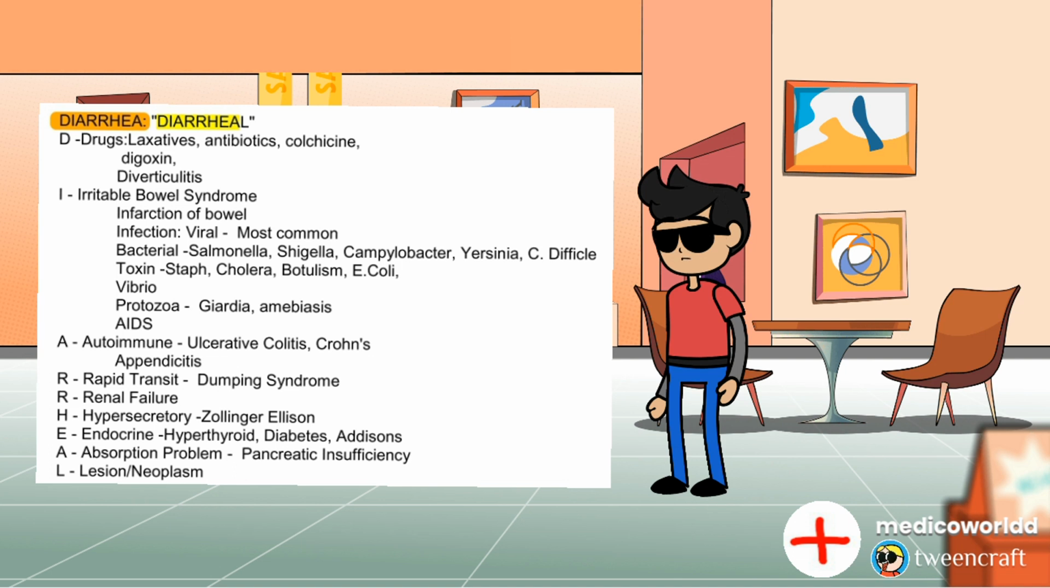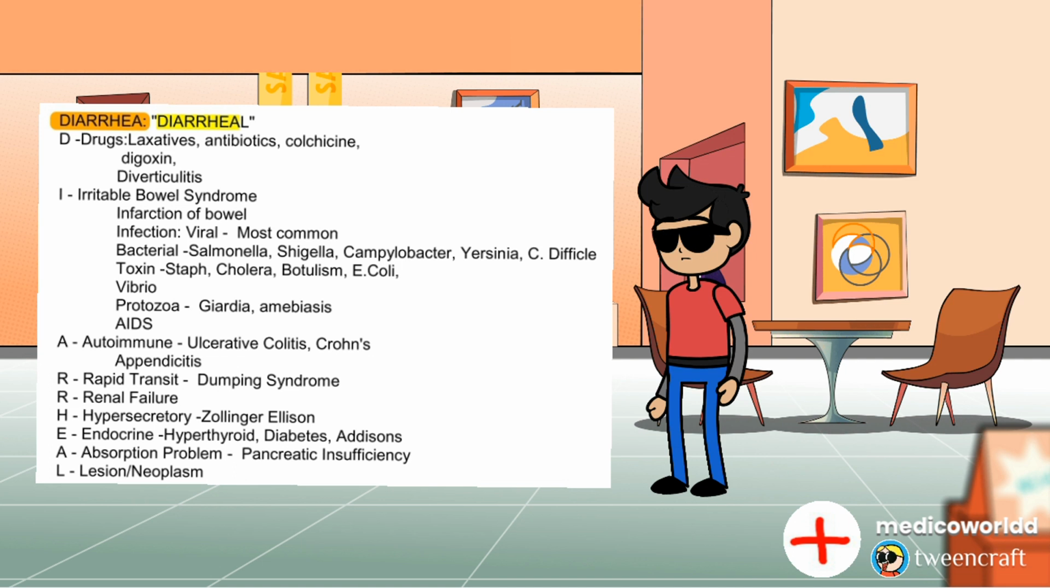In infectious causes, viral diarrheas are the most common ones. Bacterial causes are Salmonella, Shigella, Campylobacter, Yersinia, Clostridium difficile. Toxin-related diarrheas associated with infections are Staphylococcus, cholera, botulism, E. coli, and Vibrio cholerae. Now, protozoa causing diarrhea are Giardia and amoebiasis. Immune-related causes are acquired immunodeficiency syndrome.